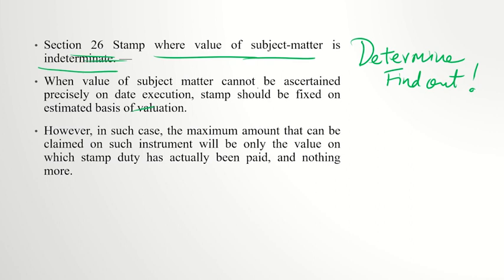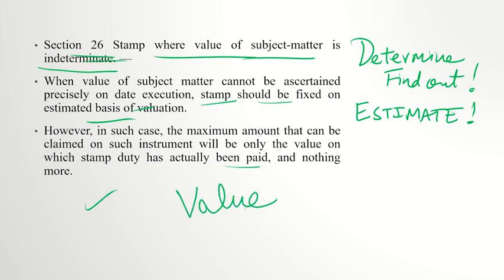Where the value of the subject matter cannot be ascertained precisely on the date of execution, stamp duty should be fixed on an estimated basis. So estimate comes into the picture. However, in such a case, the maximum amount that can be claimed on such an instrument will be only the value on which stamp duty has actually been paid and nothing more. So we have to see the value of the stamp duty paid and nothing more.